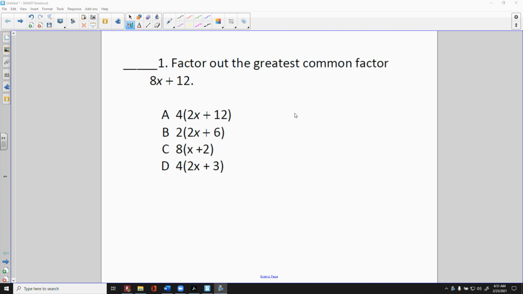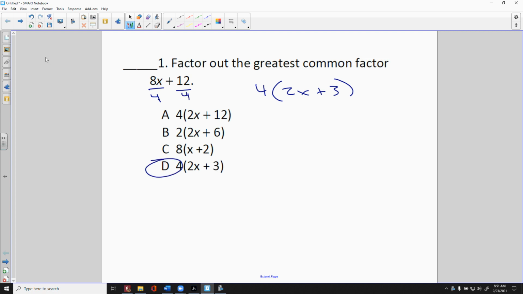All right, to factor out the greatest common factor, I see two terms, 8x and 12. What do 8 and 12 have in common? Well, they're both even, so 2, but is there anything bigger than that? They both have a 4 as a factor, so if I factor out a 4, I'm left with 2x plus 3, nothing else I can factor out, so that was the greatest common factor.